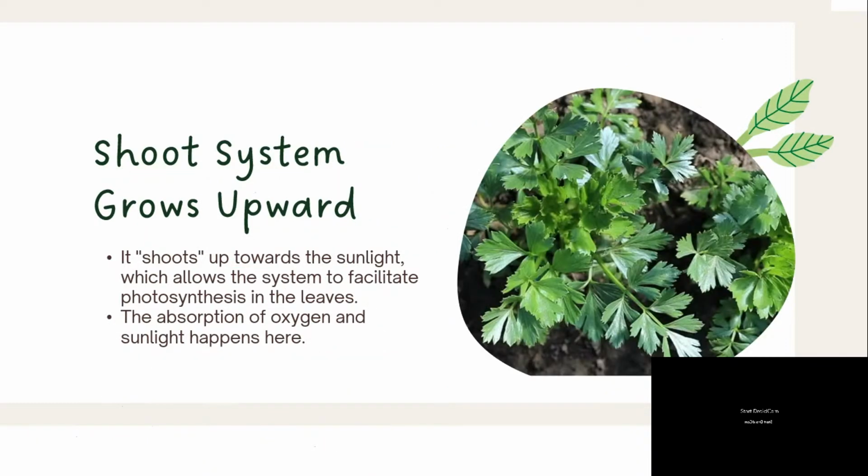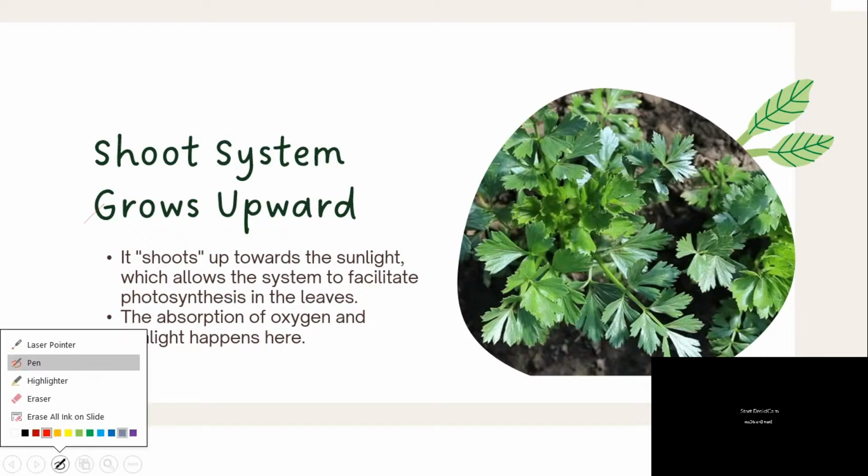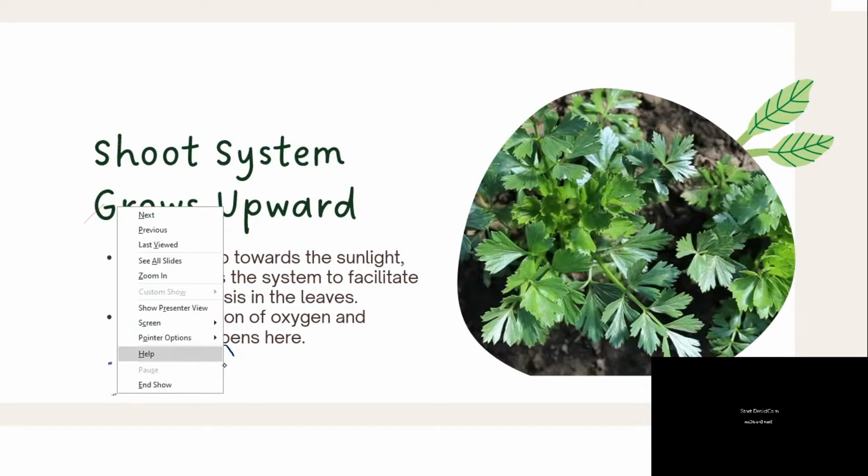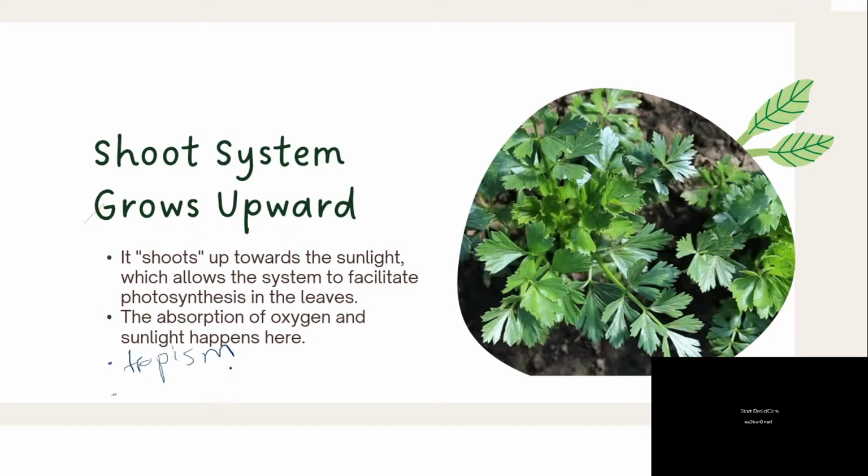You notice that this shoot system is different from the roots. Whereas the roots grow downward, the shoots grow upward. That is an interesting thing to note. We say that this type of growth is called a tropism. If a plant grows towards the light, we say that it is phototropic.